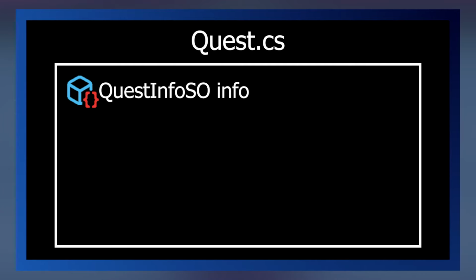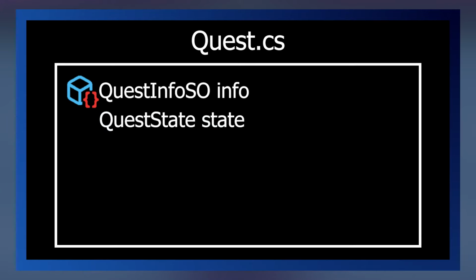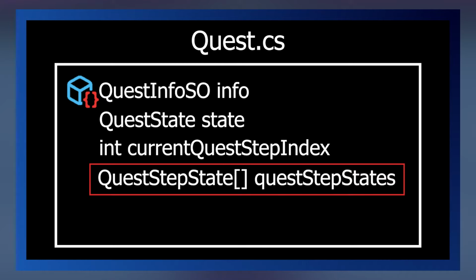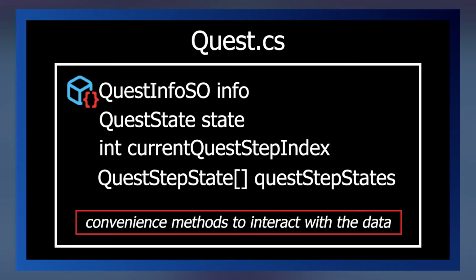What we're going to do instead is create a C# class called Quest that'll include a reference to the questinfo scriptable object, state data for the quest's current progress state, which will be an enum with the values requirements not met, can start, in progress, can finish, and finished, and also state data relating to the quest steps, like which quest step we're on and any specific state to do with a given step. In addition to storing that state data, we'll also include some methods in that class to make quests easy to interact with and manage, like instantiating the current quest step, moving on to the next quest step, and so on.